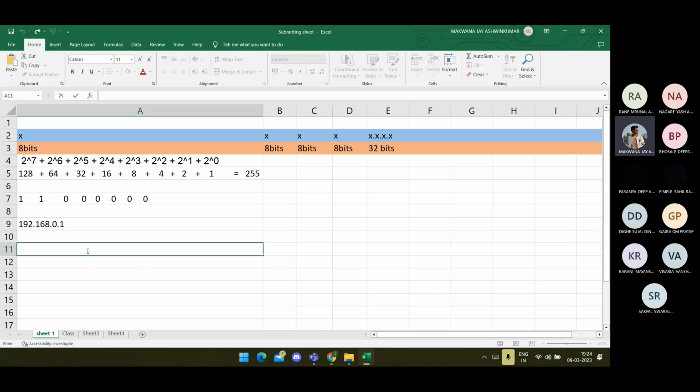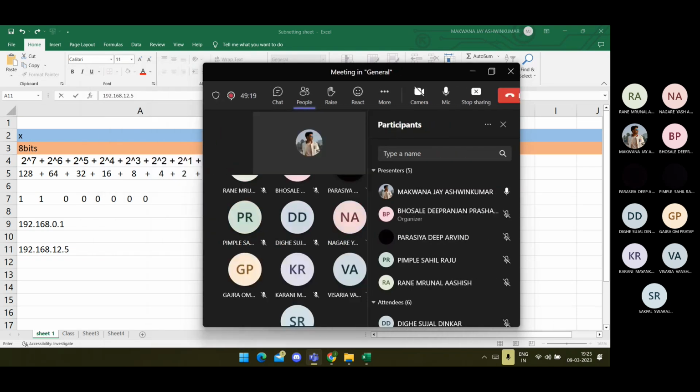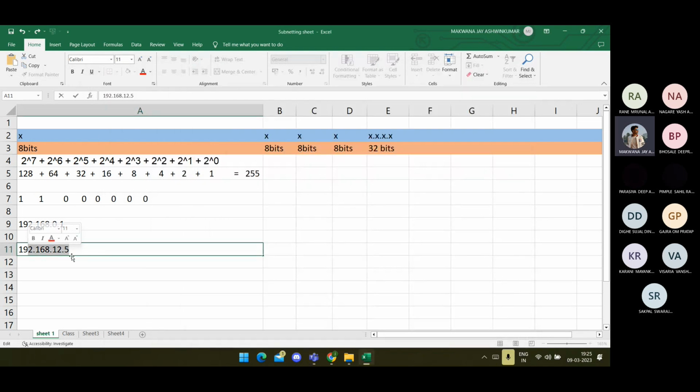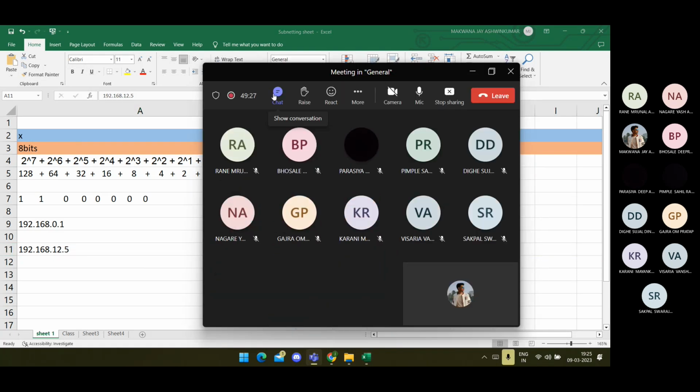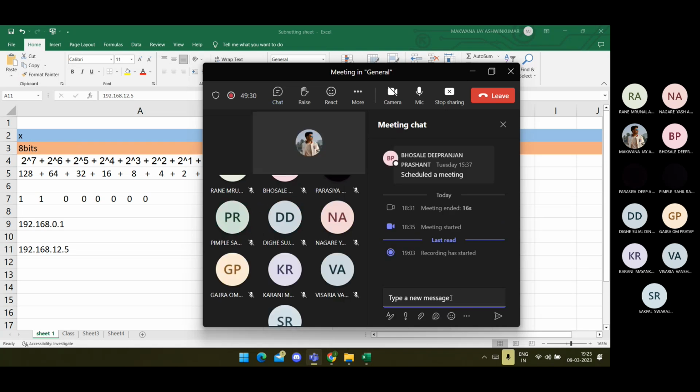Can someone tell me the bit form of this whole IP address, 192.168.12.5? You can type in the chat box. Let's see how many replies come. For this IP, you have to calculate. For 192 and 168, you know, you just have to calculate for 12 and 5. This is a very easy task. Reply fast.